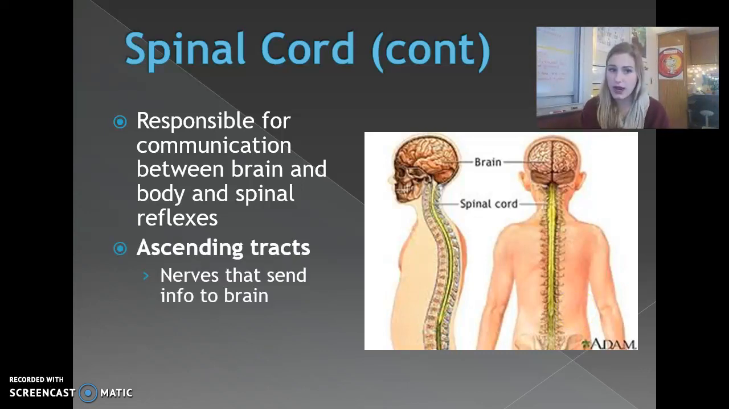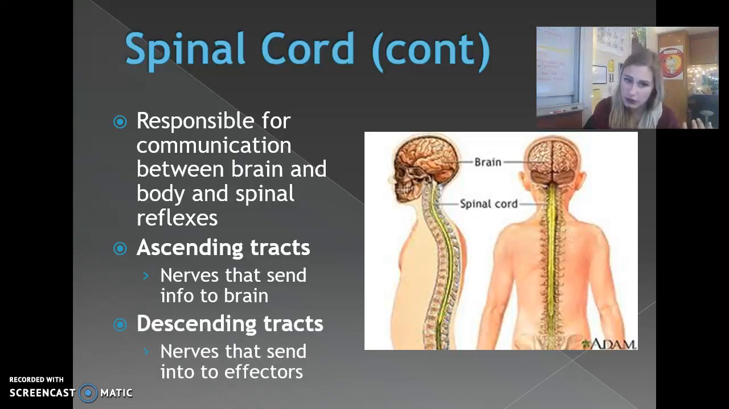So the ascending tracts, ascending meaning to rise, are the nerves that send information to the brain. Predictably, we have descending tracts that send the information to the effectors. So if I'm stepping down on a nail, the effector is going to be my muscles that are pulling my foot away from the nail.